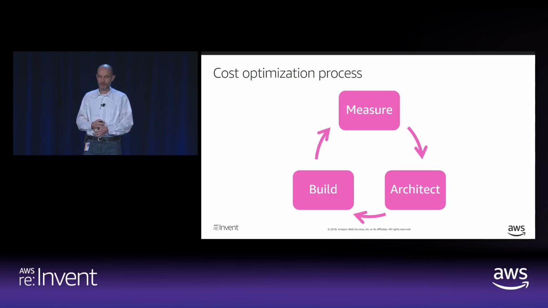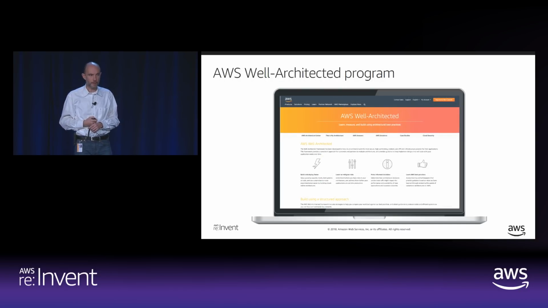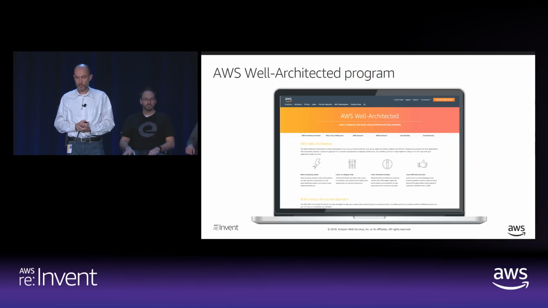Think about the optimization process. You can check out AWS Trusted Advisor to get some ideas on where you can save money, because Trusted Advisor will take a look at your architecture and highlight those unused instances. You can also check out the Well-Architected program. There is a whole pillar in Well-Architected with its own white paper for cost optimization.